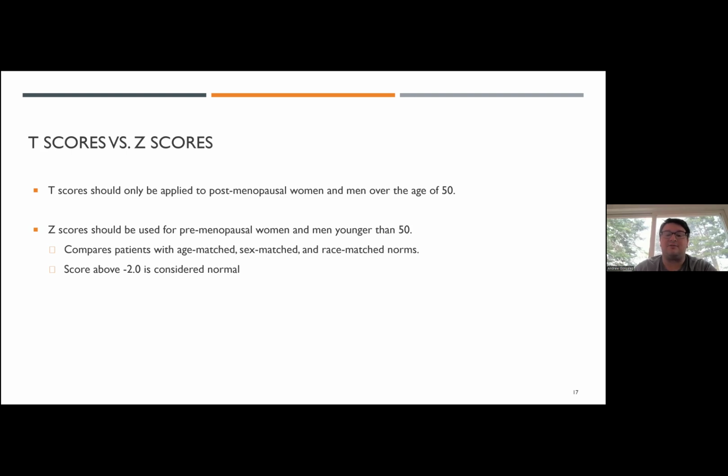T-scores versus Z-scores. So for anybody who is a postmenopausal woman or a man above the age of 50, the T-score is validated to make these kinds of claims and clinical decisions. For everyone else, you can use something called a Z-score. What a Z-score is, it compares age-matched, sex-matched, and race-matched norms. And any score above negative 2 is then considered normal.